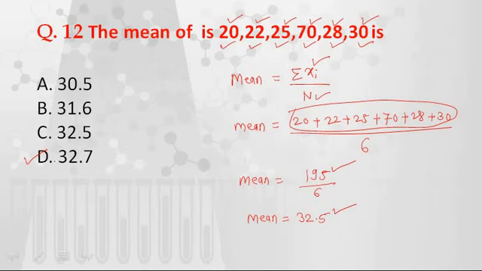So obviously option D is not the correct answer. Option A is also not the correct answer. Option C is the correct answer for question number 12. Let us proceed to the next question.